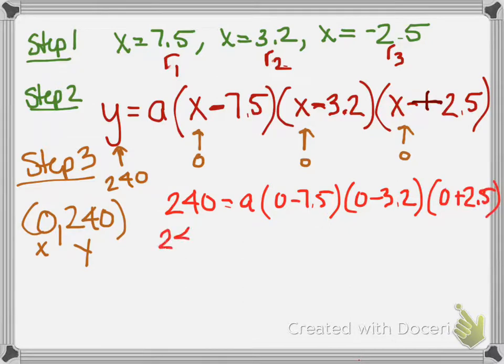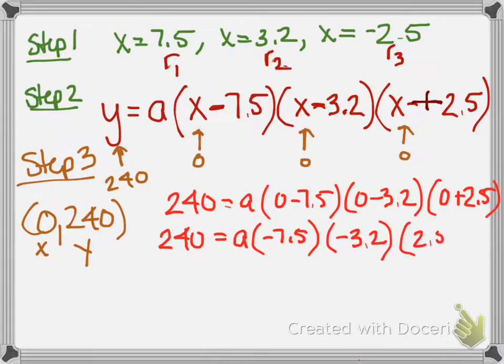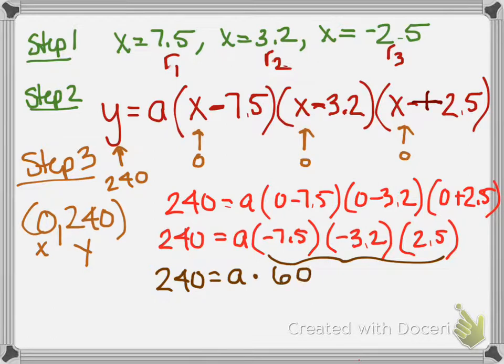Now obviously you don't have to write all of that once you get the hang of it, because 0 minus 7.5 is just negative 7.5, 0 minus 3.2 is negative 3.2, and 0 plus 2.5 is just 2.5. So the numbers themselves just kind of come out of that equation. So we multiply all these together. So I have 240 equals a times, this becomes 60, and we solve.